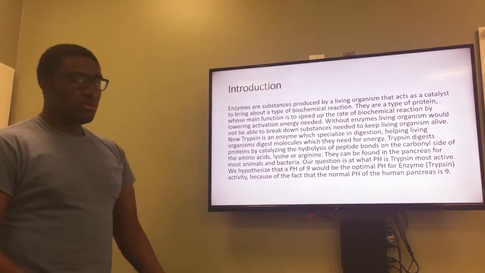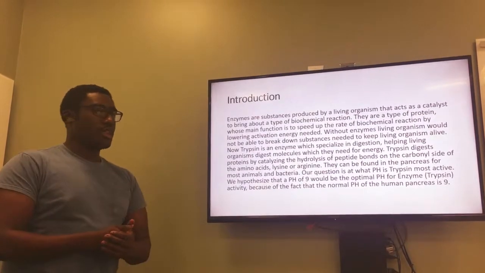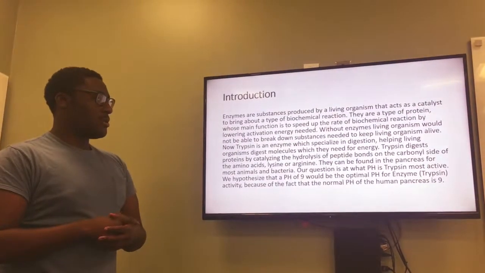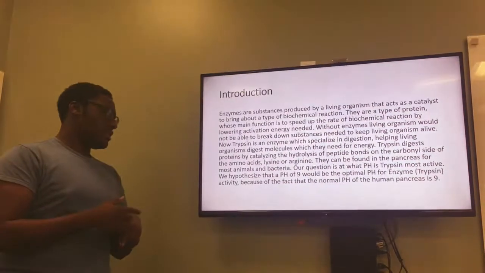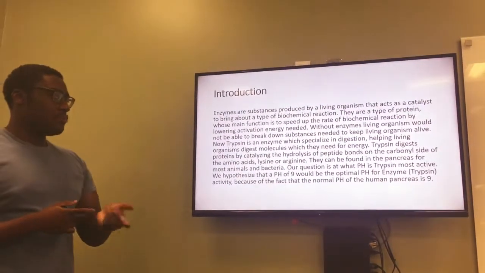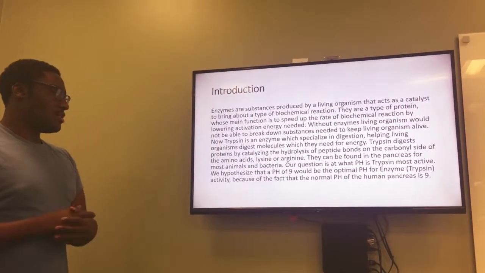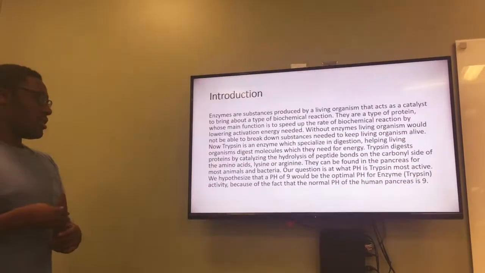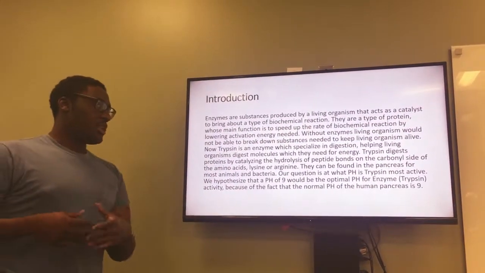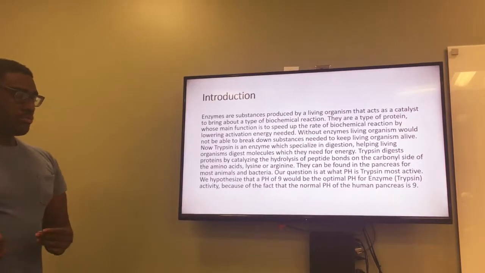Our question that we're trying to study is at what pH is trypsin most active. We hypothesize that pH 9 will be the optimal level of pH for enzyme activity for trypsin because normally the human pancreas is at a pH of 9.